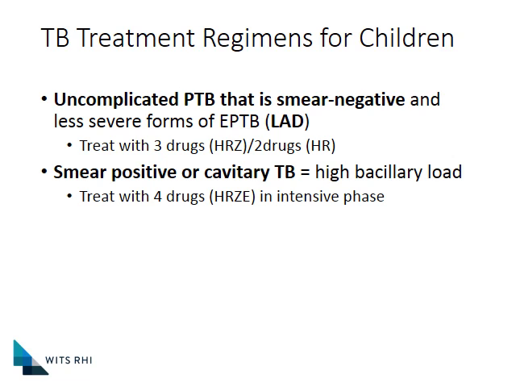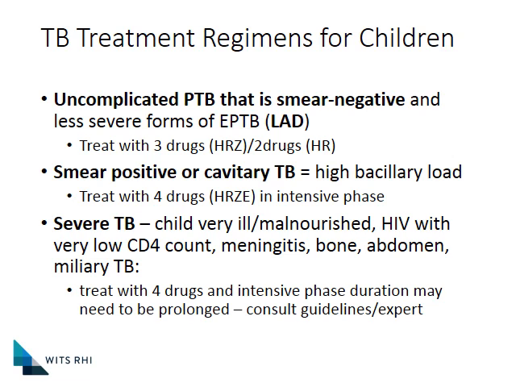But if you have a child that has got smear positive pulmonary TB or cavitary TB, so the kind of TB we also expect to see in adults, then we will use the 4 drugs, the INH, rifampicin, ethambutol, and PZA in the intensive phase, and then our normal 2 drugs in the continuation phase. Also note in very severe TB, so children who are very ill or malnourished, very low CD4 counts, your TB meningitis, TB bone, TB abdomen, and especially miliary TB, you may decide to treat with 4 drugs and to prolong the intensive phase of that treatment, but these children must be consulted with an expert.